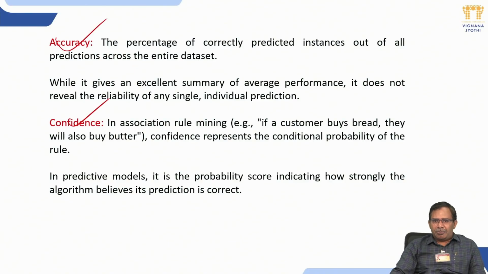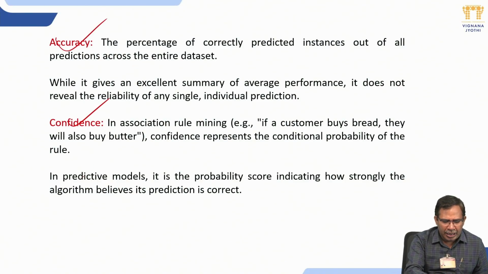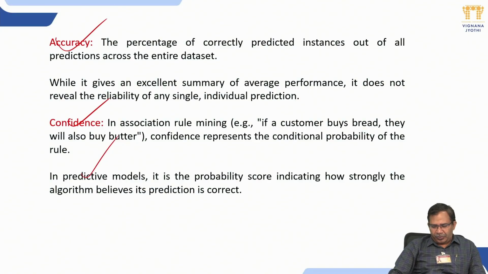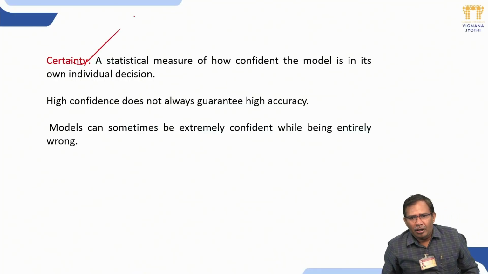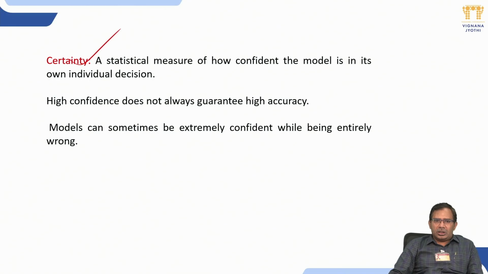In predictive models, it is the probability score indicating how strongly the algorithm believes its prediction is correct. Based on humidity, temperature and precipitation, how are we going to predict the rainfall? It is the conditional probability where Bayes theorem occurs. Certainty is a statistical measure of how confident the model is in its own individual decision. The customer buying bread is not focusing on butter, and the customer individually buying a diaper is not associated with the beer. Thus certainty states the presence of a single transaction item.